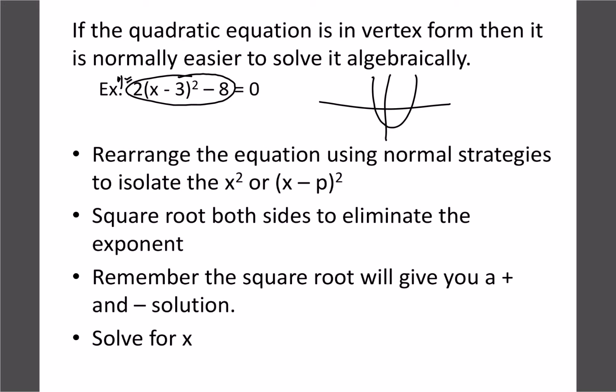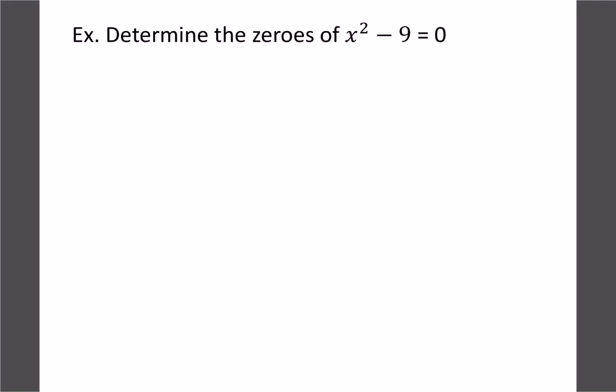So what we want to do is basically rearrange the equation. Normally if I gave you 2x minus 8 equals 0, we would bring the 8 to the other side and then divide by 2. And that would give us 4 for an answer. We do the same thing, except we have an (x minus 3) squared in this case. You want to get that isolated by itself before you do the square root. Once you have it isolated, you get your solution once you square root it.